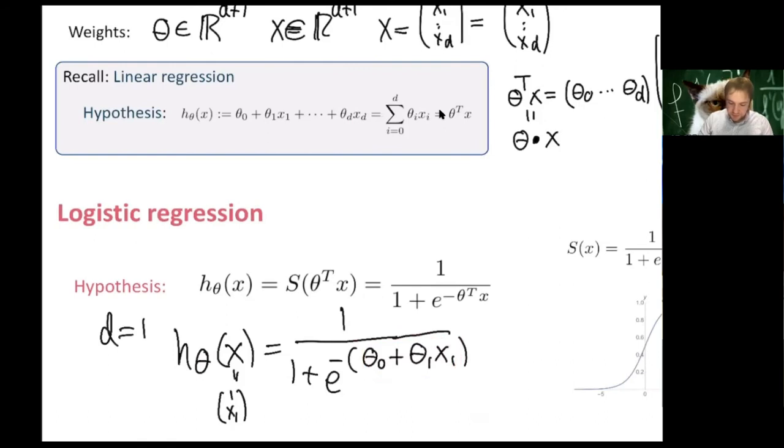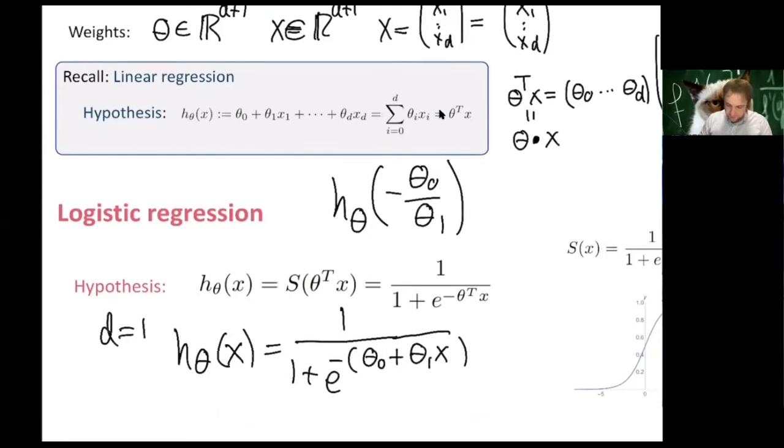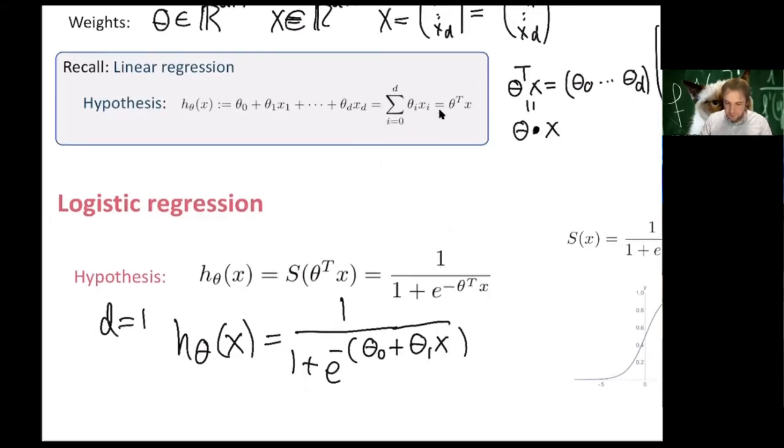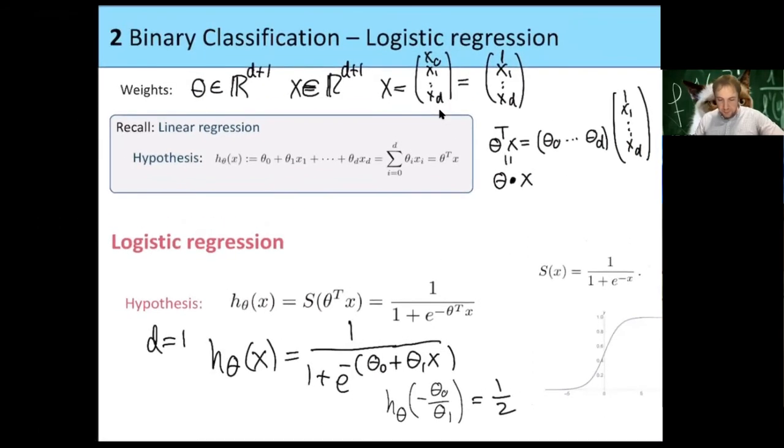So in this special case, at this point, it's 1/2. Okay.